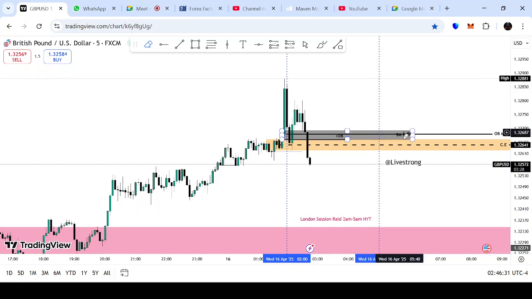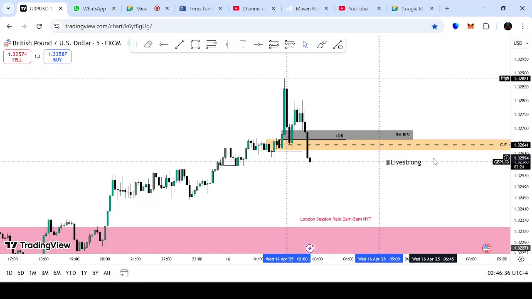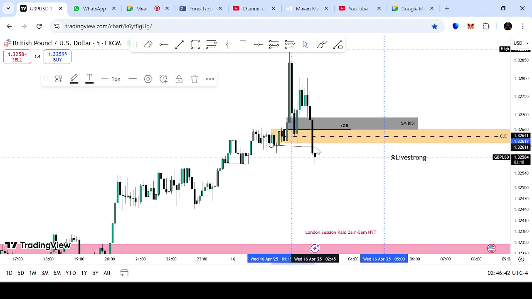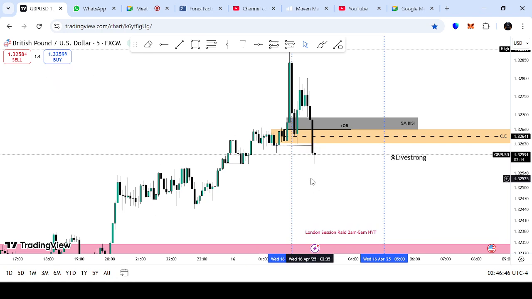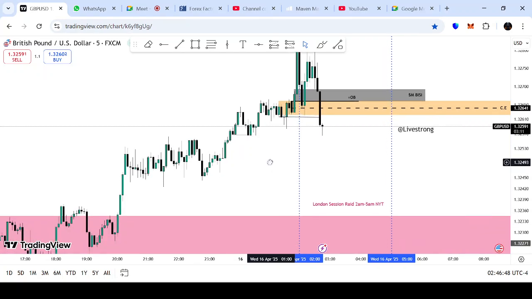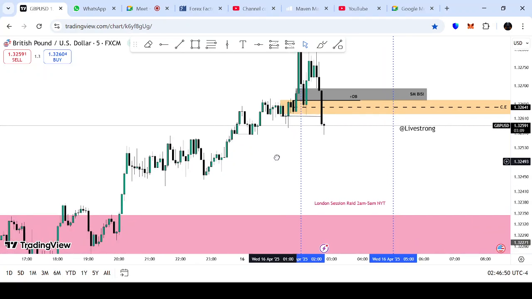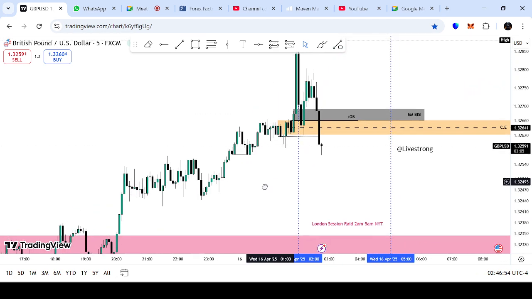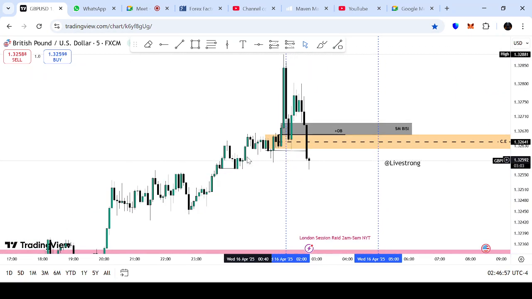Letting the order blocks, the PDR, have a displacement now over here. So BC.